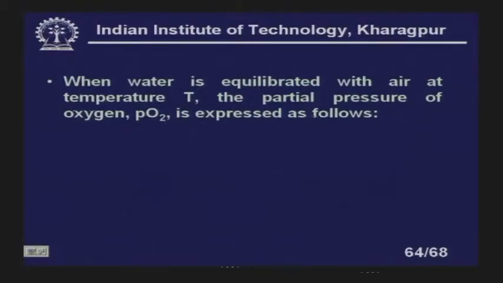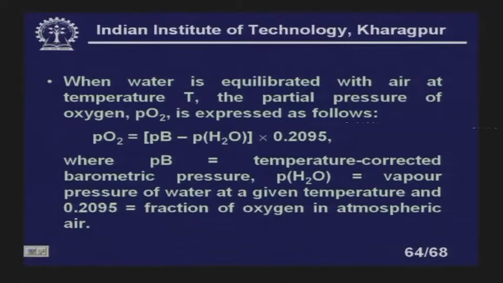When the water is equilibrated with the air at temperature T, the partial pressure of oxygen, written as PO2, is expressed by the following equation: PO2 equals Pb minus PH2O, multiplied by the constant 0.2095. What are the legends? Let us look. Pb is the temperature corrected barometric pressure, PH2O is the vapor pressure of water at a given temperature, and 0.2095 is the fraction of oxygen in atmospheric air.